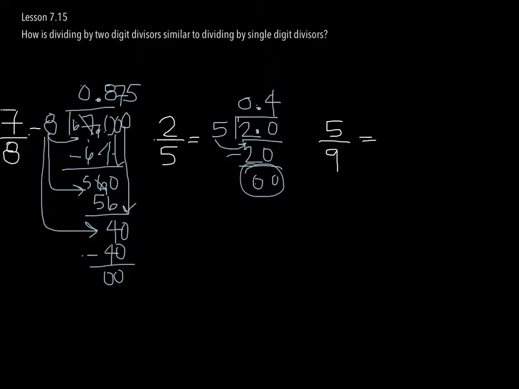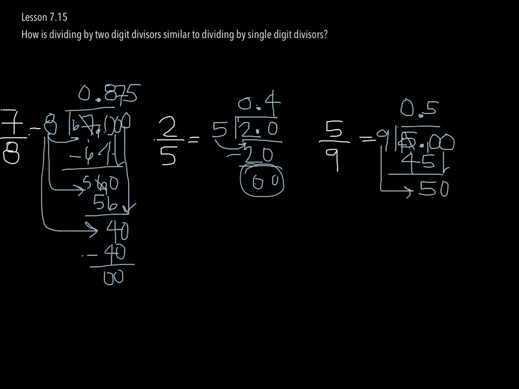And finally, 5/9. Remember, 5 is in the house, 9 is outside. The numerator is what's being divided into. First off, how many 9s in 5? That's a 0, and we're going to put our decimal point there. Going to add a 0. Now, how many 9s in 50? That would be 5. Put answer on top. Multiply. Okay. Subtract. 5. Add a 0. Bring it down. How many 9s in 50? Well, that's 5. 45. Subtract.